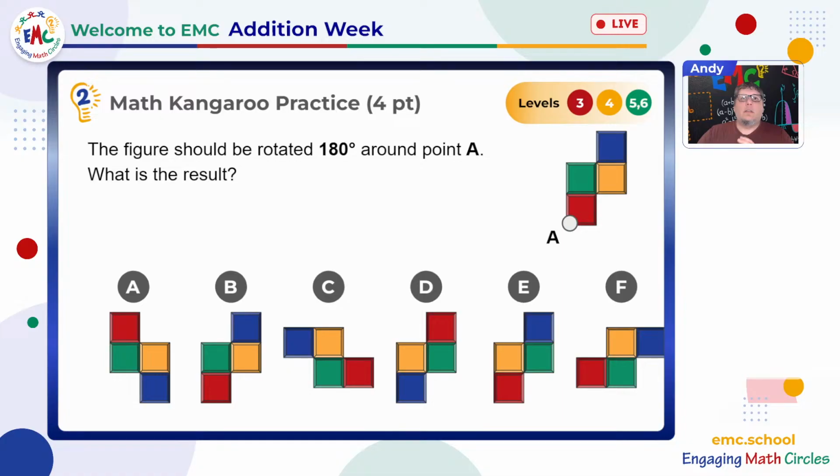The figure on the right should be rotated 180 degrees around point A. What would the result be? Okay, 180 degrees is half a rotation. So we're not going to rotate it all the way back around. We're just going to rotate it half of the way around, starting at point A. So what would be on the top if I'm only halfway around?